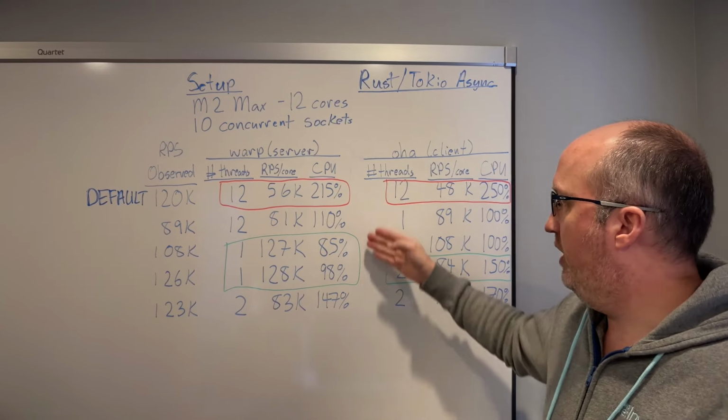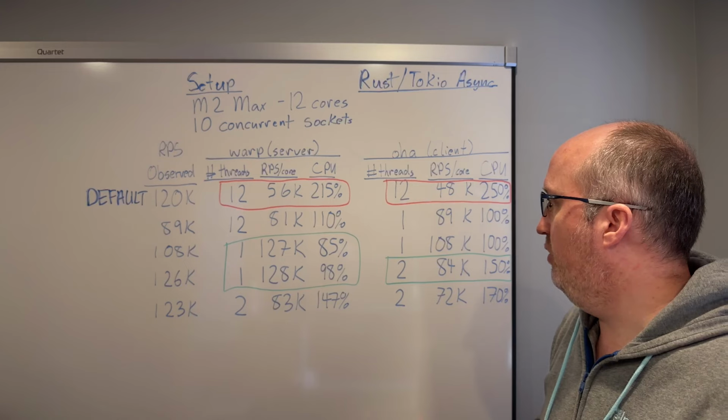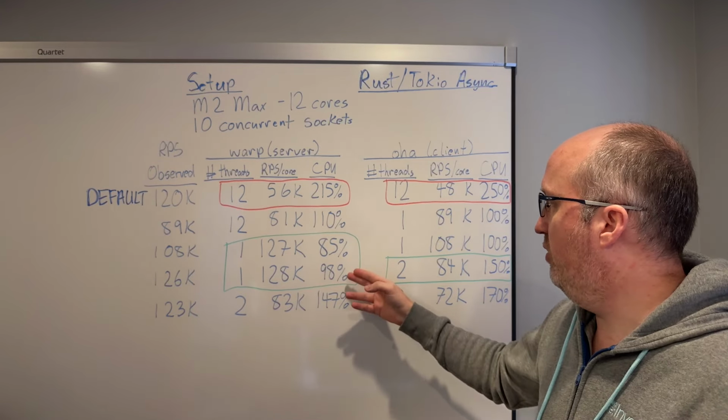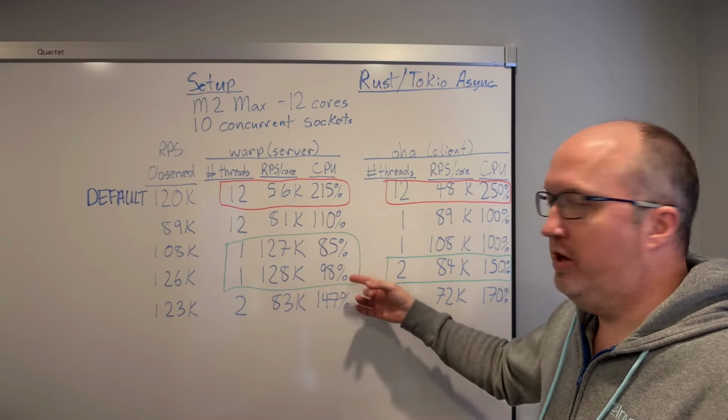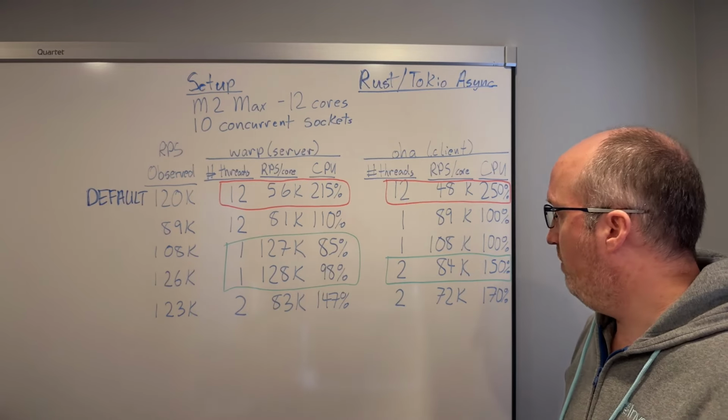So we stay at one thread, we increase the throughput. We do not use substantially more CPU for those additional requests. We just end up hitting the max at 100% of one core.